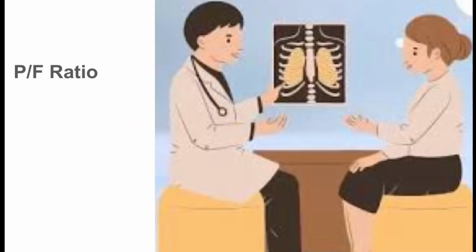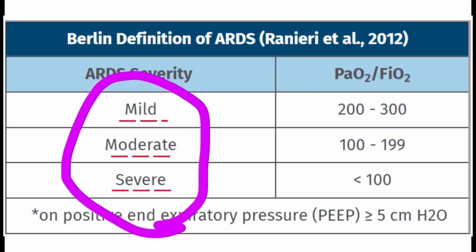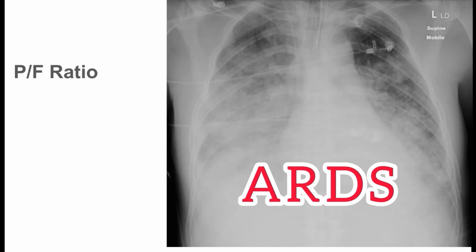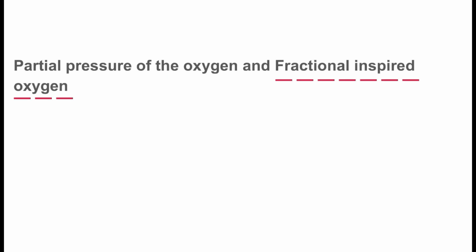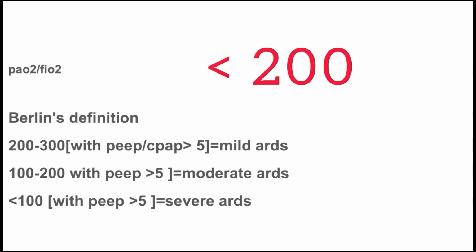The P/F ratio, also known as the PaO2 by FiO2 ratio, is a measure used to assess the degree of hypoxemia in patients, particularly those with acute respiratory distress syndrome. It is a ratio between the partial pressure of oxygen and the fractional inspired oxygen. A normal P/F ratio is 300 to 500. It's used to classify the severity of ARDS and correlates with mortality. A ratio of less than 200 suggests significant respiratory dysfunction.